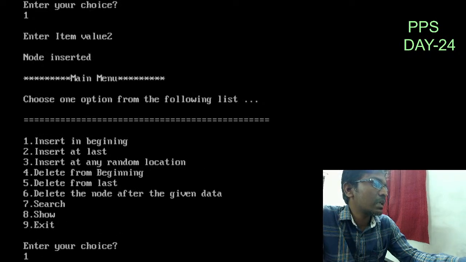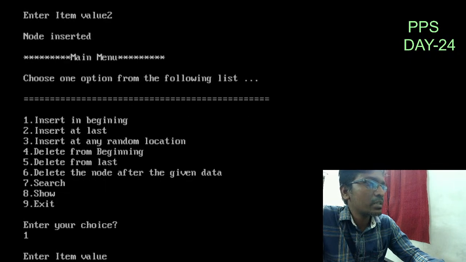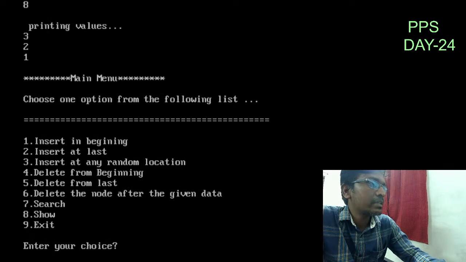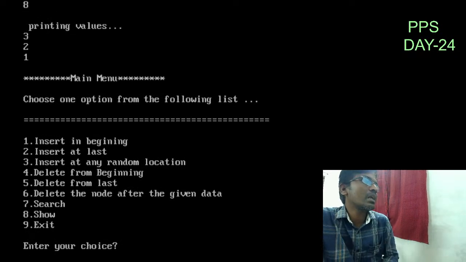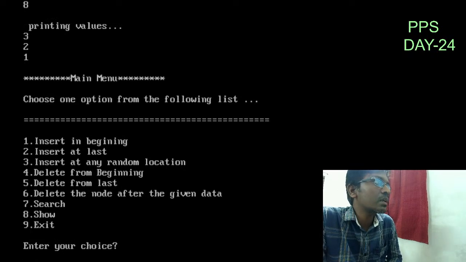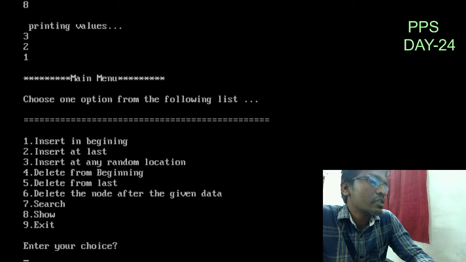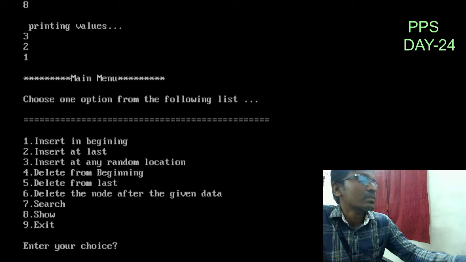And similarly, I will choose the first option, then I will enter 3. Now you can display, 8. Now see here. Now the double linked list contains 3 2 1, or 1 to 3. So 1 is the first position, 2 is the second position and 3 is the third position. If it is reverse order, 3 is the first position, 2 is the second position and 1 is the third position. So that is inserting at beginning.